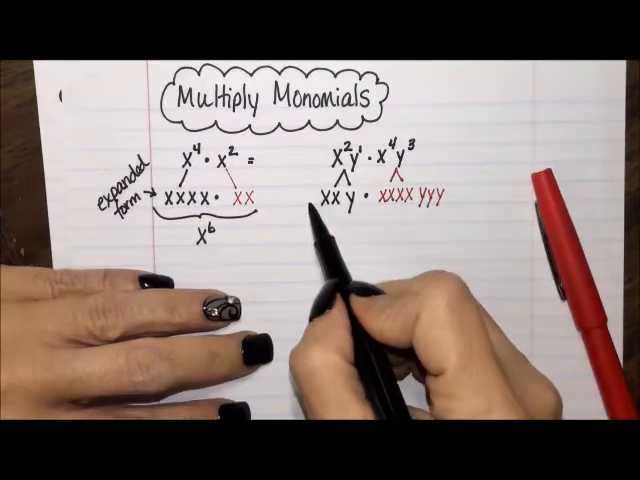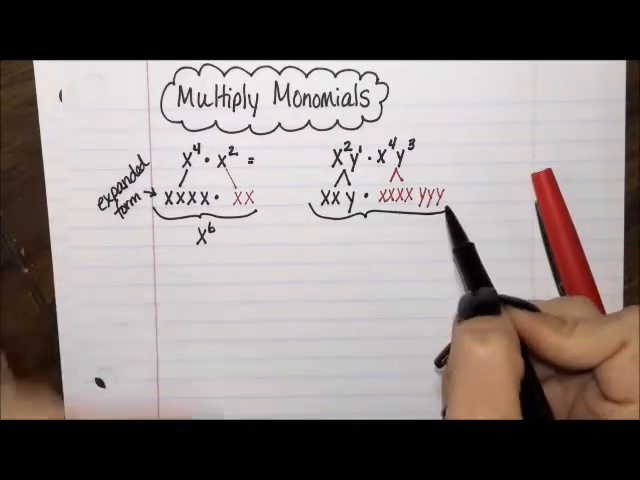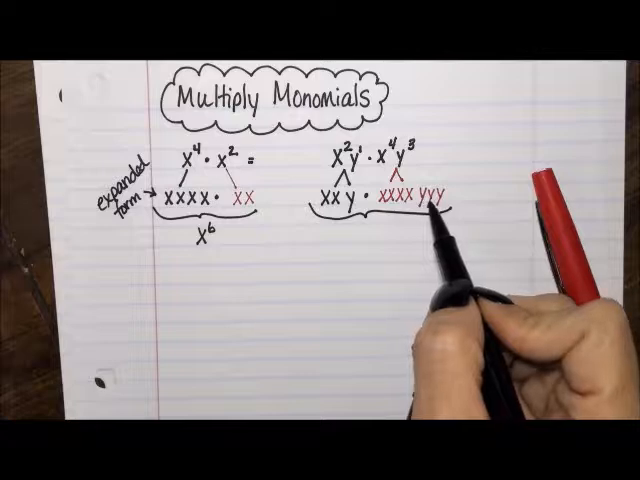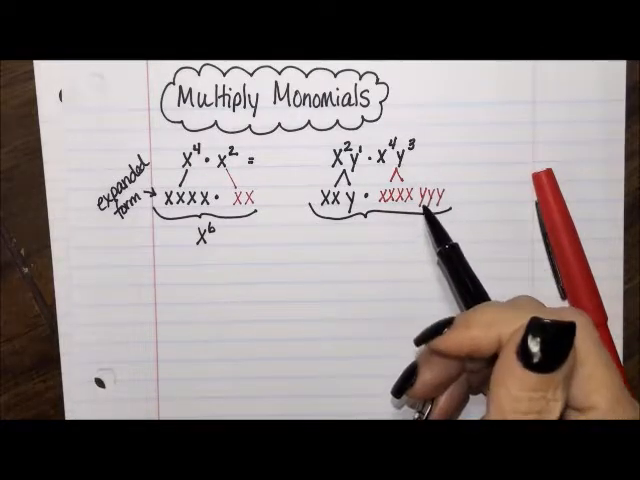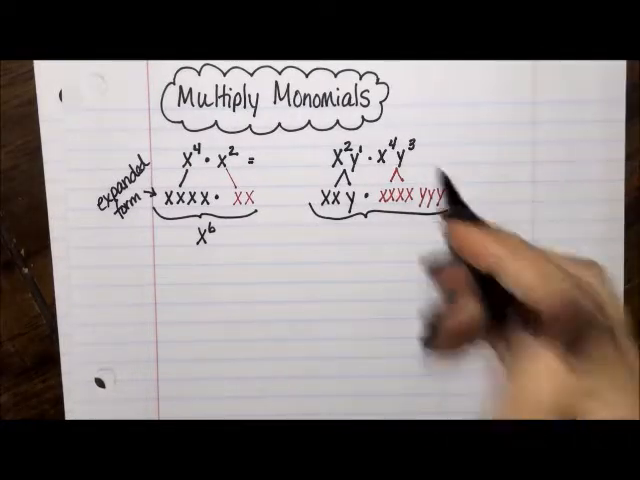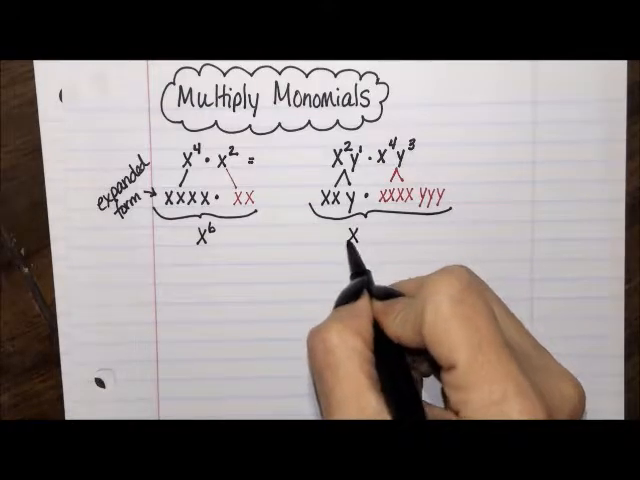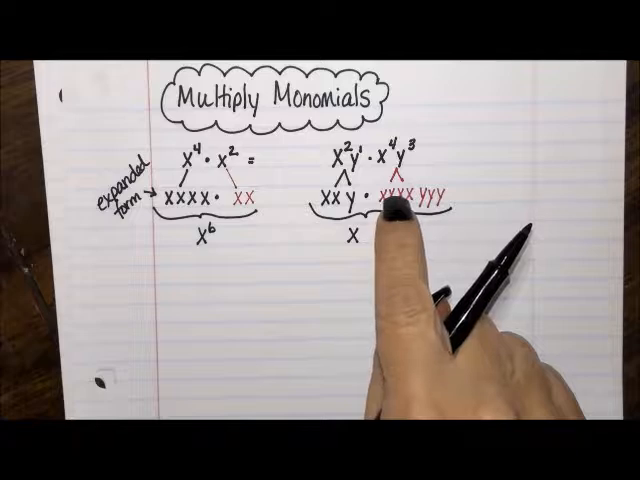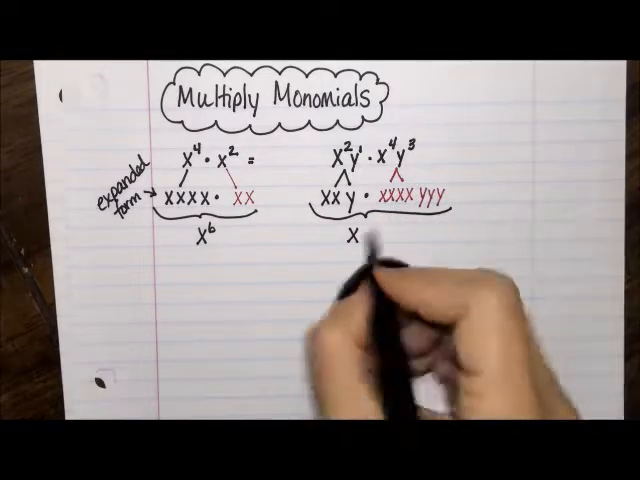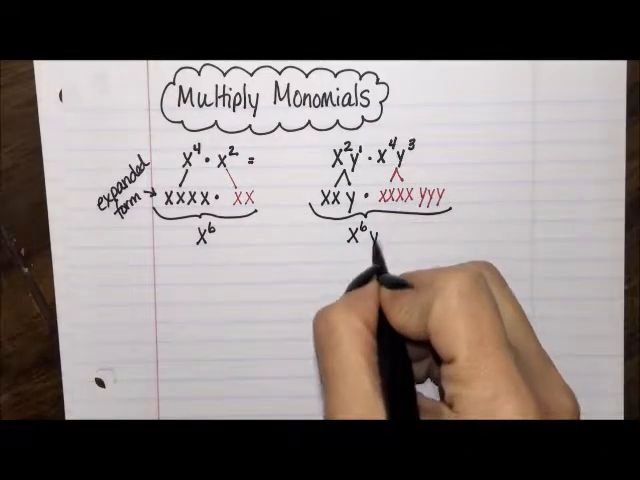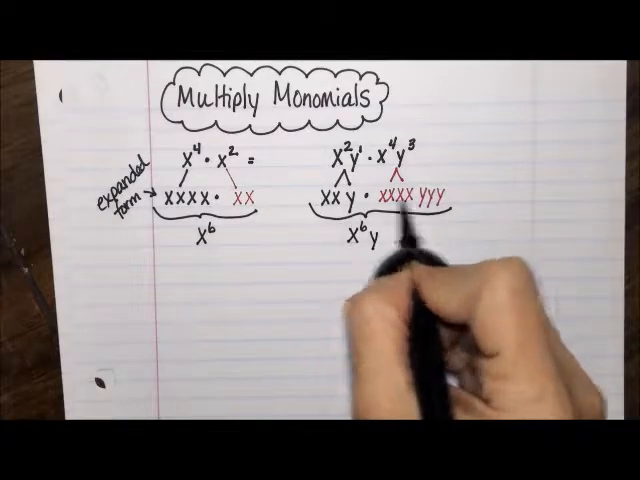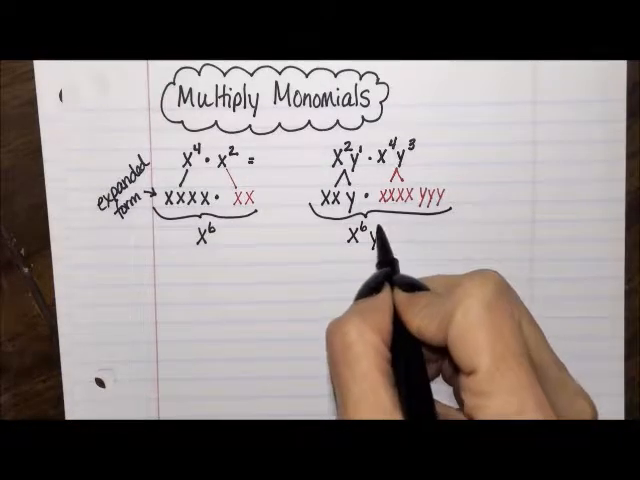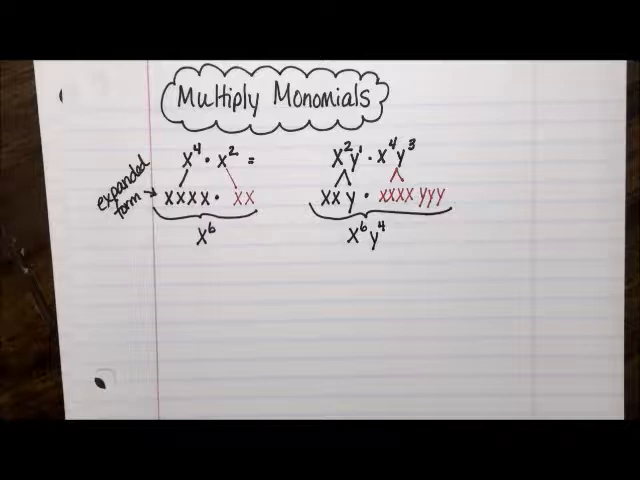Okay, well, I don't want to say xxy times xxxxyyyy. So I just want to say, how many x's do I have? 1, 2, 3, 4, 5, 6 x's. How many y's? Well, there's 1 here, 2, 3, 4. So there's 4 y's. Now, do you see anything? Do you notice any patterns? Should we do one more?